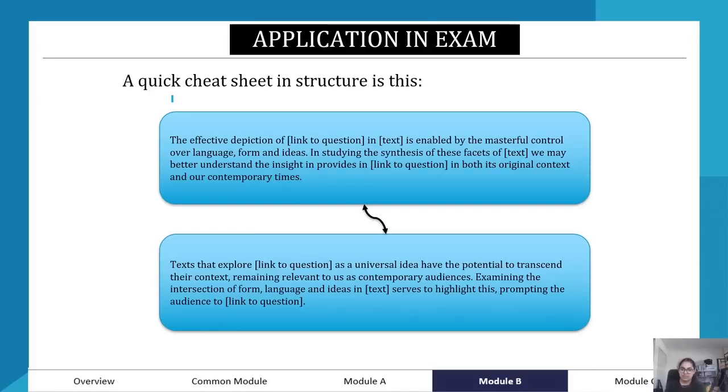Or something a bit different: texts that explore the issue as a universal idea have the potential to transcend their context, remaining relevant to us as contemporary audiences. Examining the intersection of form, language, and ideas in the text serves to highlight this, prompting the audiences to whatever the link to the question is.